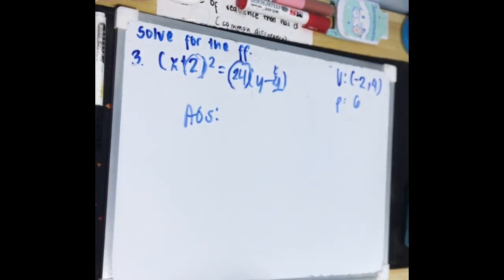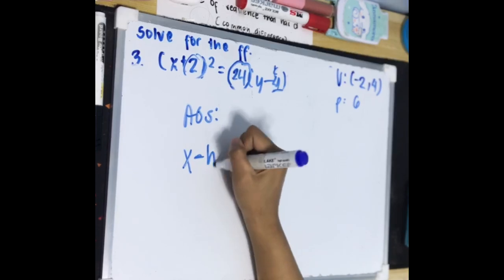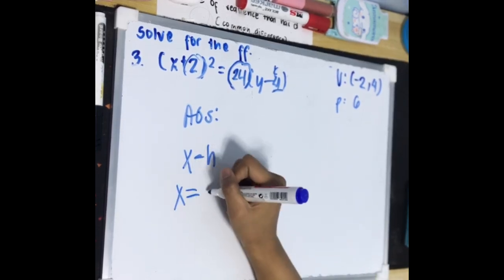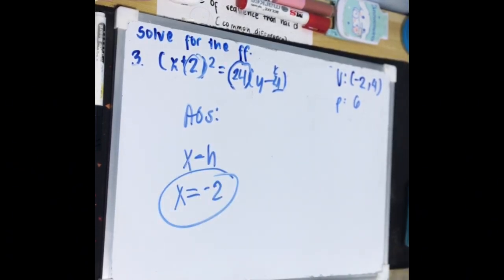To find the axis of symmetry, we're going to use the formula x equals h. Our h is negative 2. So, this is the axis of symmetry.